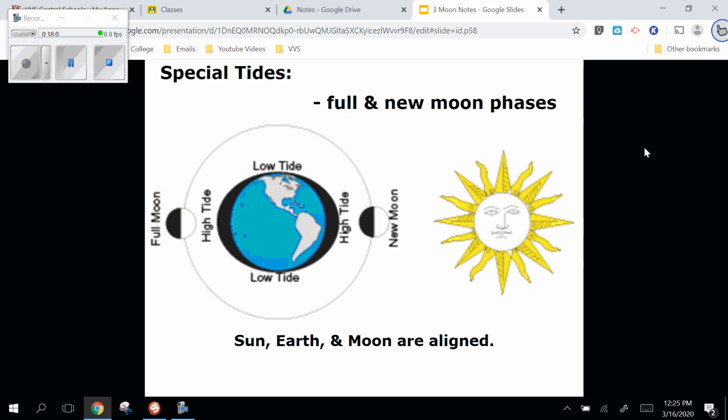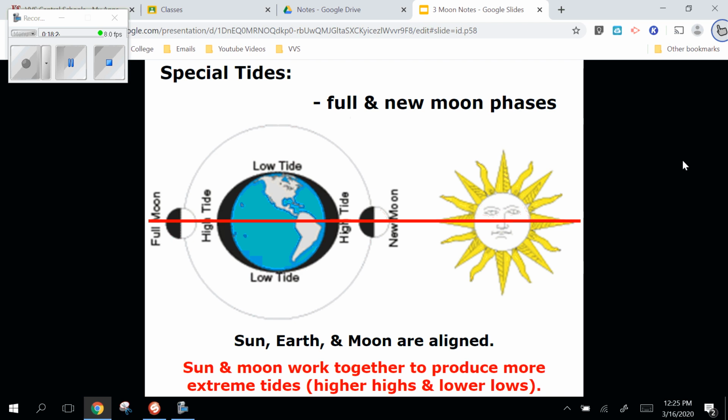All right, we have a couple different special tides to finish up with. First type is if you have either full moon or new moon, which means the moon, the sun, and the earth are all in line. Either sun, moon, earth, new moon, or sun, earth, moon, that would be full moon. If they're lined up, the sun and the moon are going to work together. They help each other. And that gives us more extreme tides. We get higher high tides, lower low tides. Those are called spring tides.